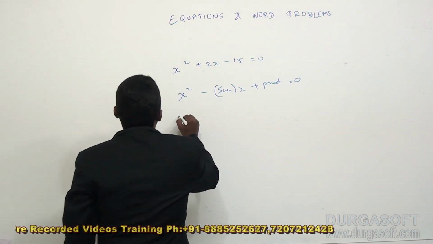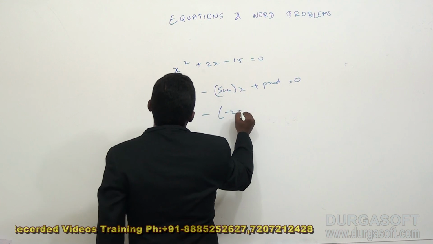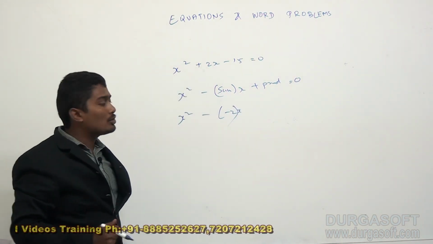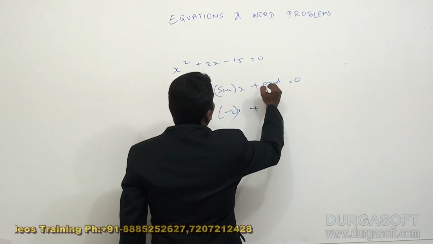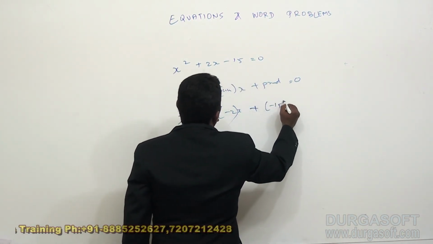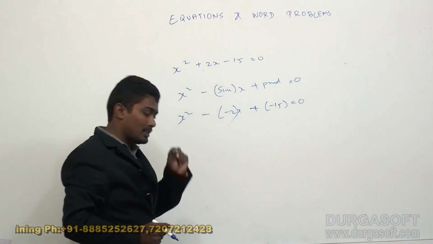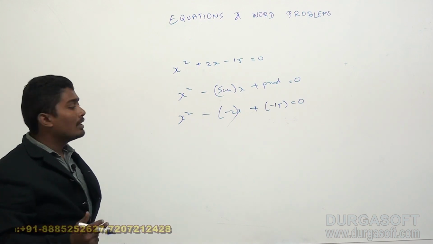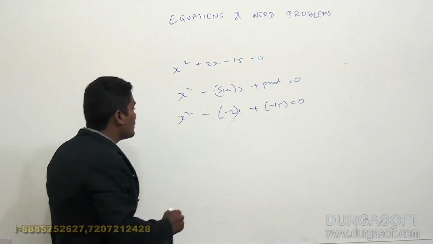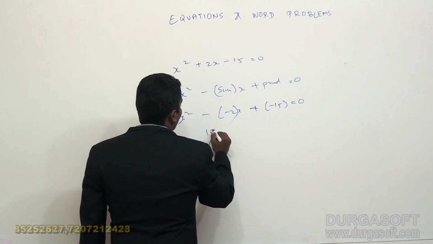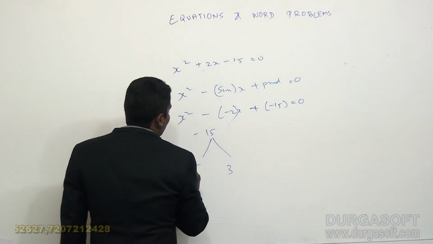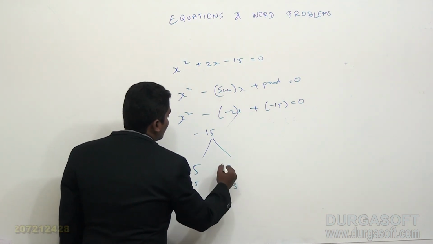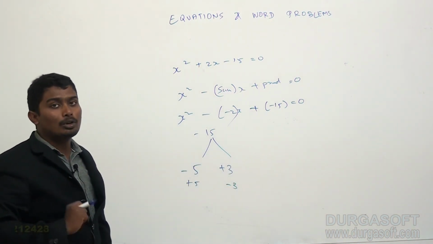So I can write here x square minus 2x. So plus 2x I can write as minus of minus 2x, plus product is minus 15, equal to 0. So from here I can say that the product of the two numbers should be minus 15. The product of two numbers should be minus 15 means the two numbers could be 5 and 3. It may be minus 5 plus 3 or it may be plus 5 minus 3. Two possibilities are there. I do not know which one.